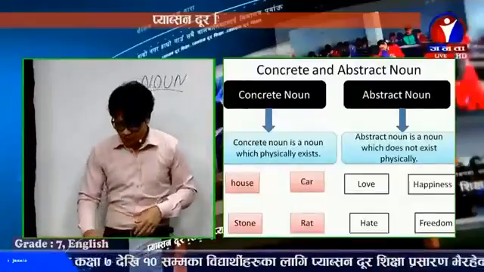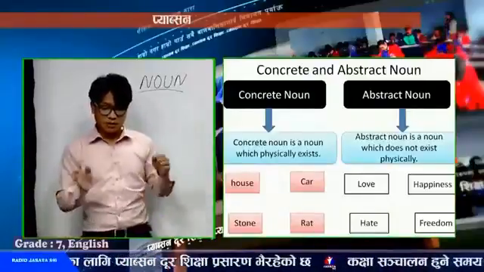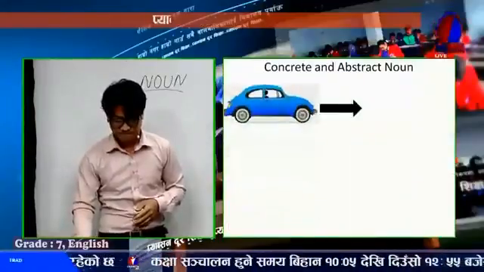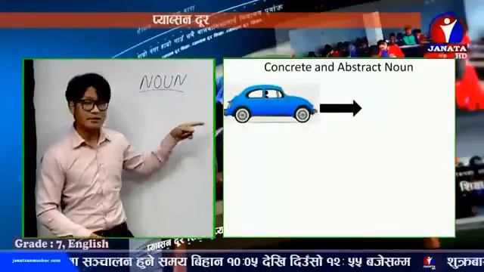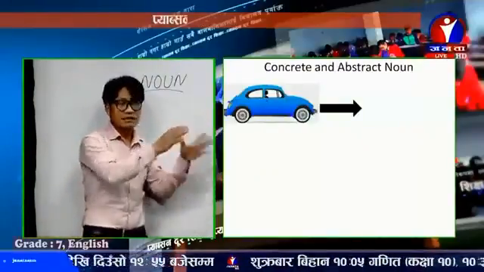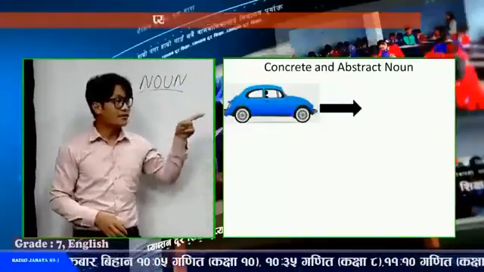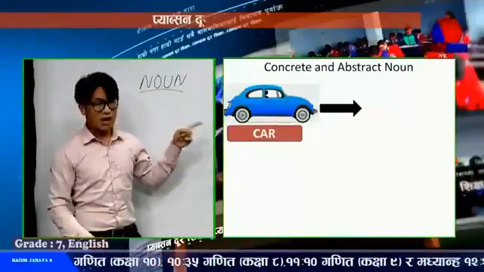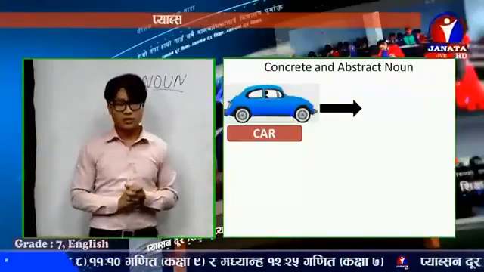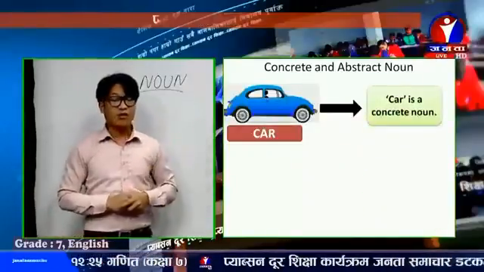Okay. So let's have one more example here, and we will compare concrete noun and abstract noun. See this picture. This is a car. It exists physically because it has a shape. Car has a shape, size, weight, everything, and we can touch it. We can see it. So car is which noun? The question is here: abstract noun or concrete noun? Obviously car is a concrete noun.